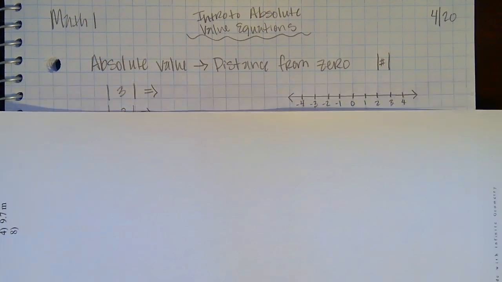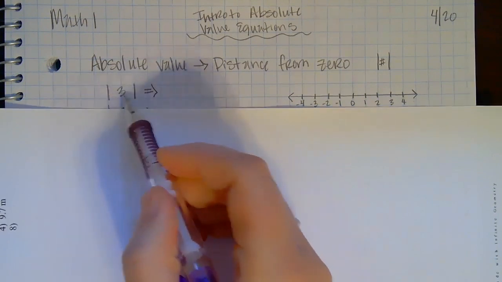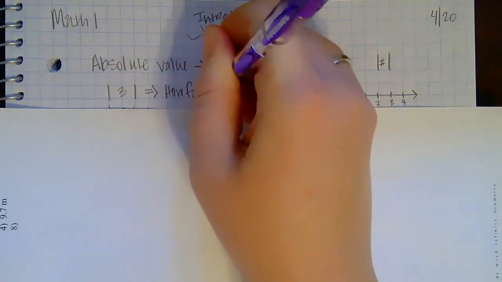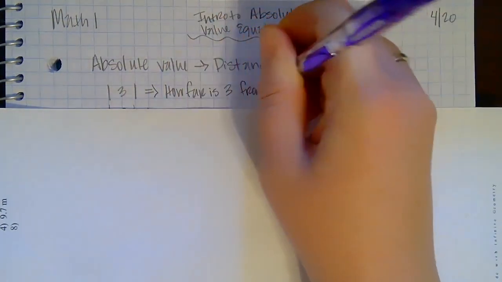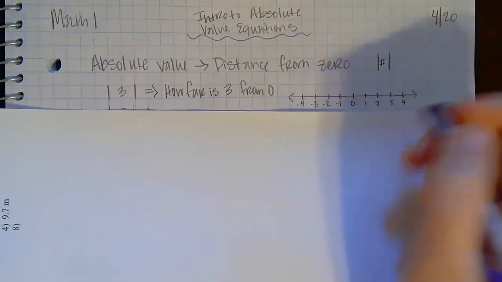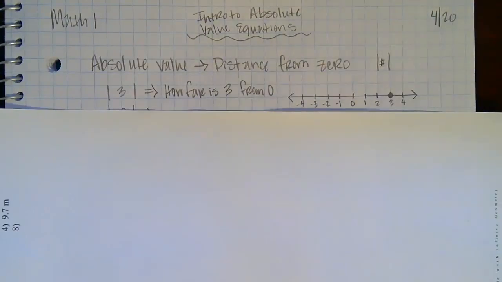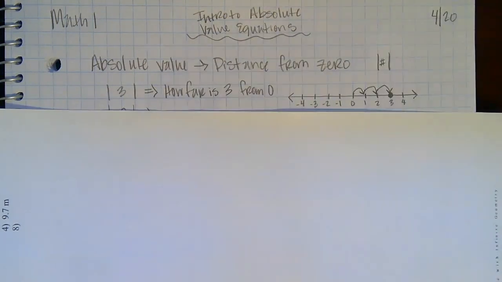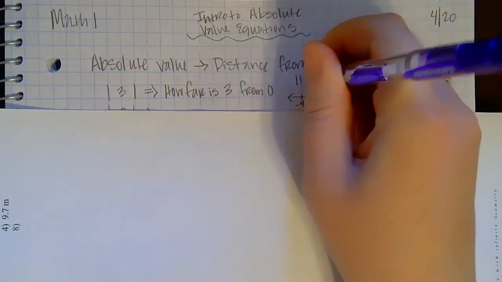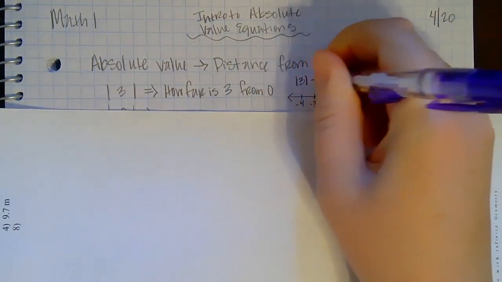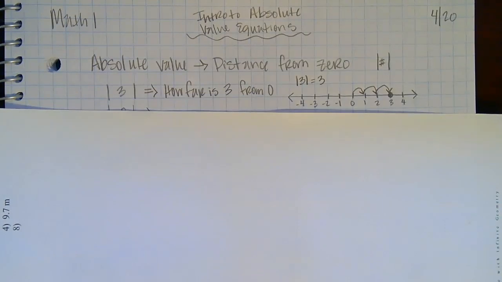Okay? So it means the distance from zero. So for example, let me show you what this means. If I say absolute value of 3, what I'm saying is how far is 3 from 0? That's what I'm saying. So the distance from 0. If you look at 0 here, here's 3 right here, right? So if I count from 0, that's 1, 2, 3. So 3 is 3 away from 0. So then that means that the absolute value of 3 is 3, because it's 3 away from 0.